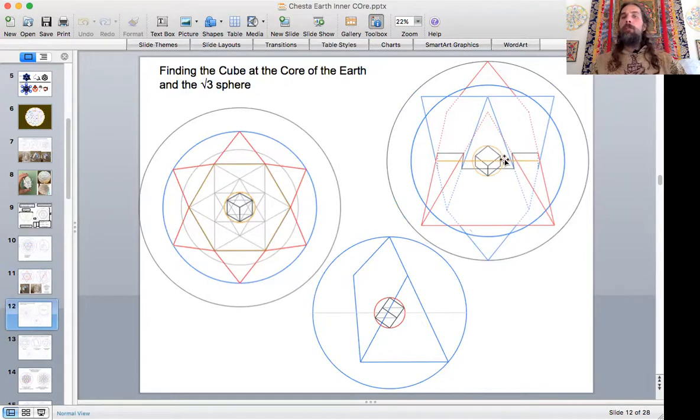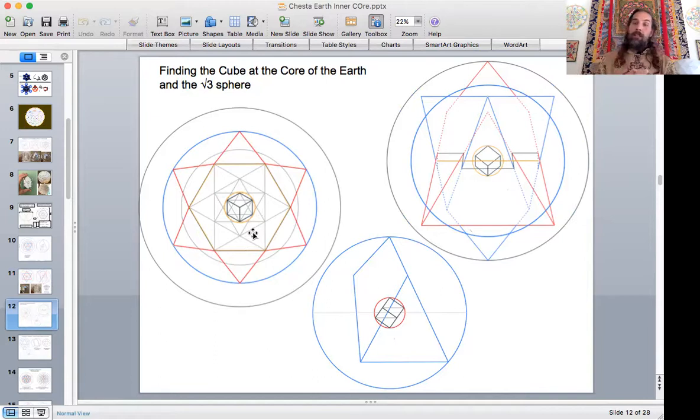And then we could put the root 3 sphere, because there's a sphere around that cube, and that sphere is just a little bit bigger than that hexagon that's created, that then gives you the cube in the center of the Earth. And here it is from the side view. And it's based off of the Chestahedron once again.